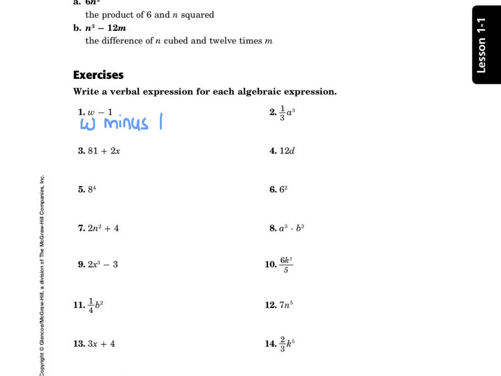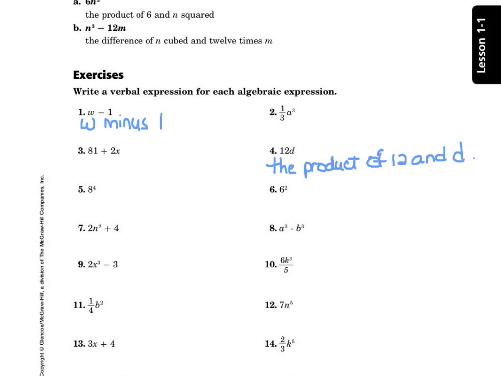Number 4. I'm going to do number 4 with you. 12d. Well, there is an operation there, and it's multiplication. So I will translate it this way. The product of 12 and d. You could also have written 12 times d, 12 multiplied by d. Any of those would have been fine.